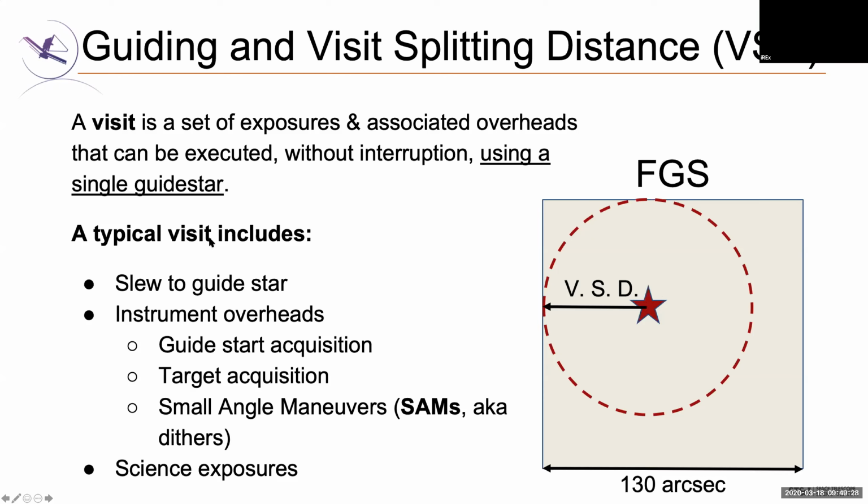So in a typical visit, you slew to a guide star, and that is included in the visit. You have the instrument overheads in the visit, so the guide star acquisition, target acquisition, the small angle maneuver, so the dithers, and the science exposure. So those all are in a visit.